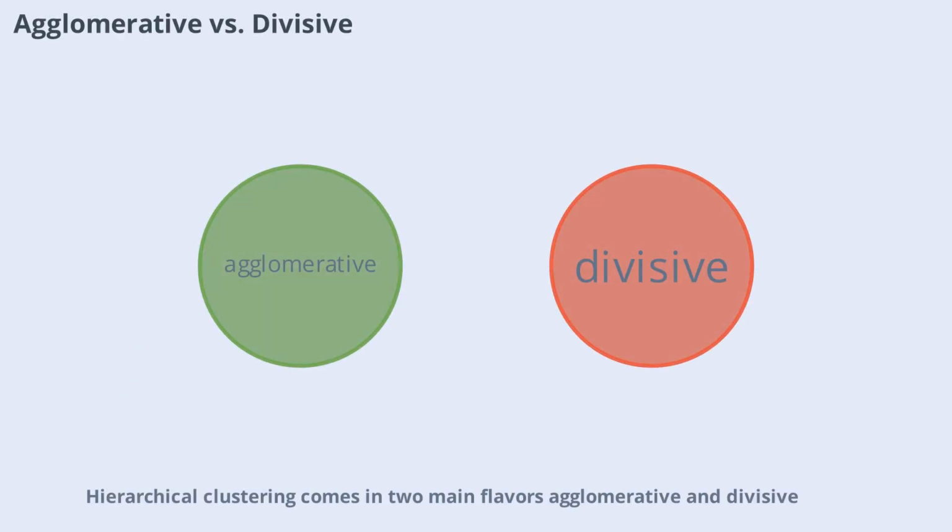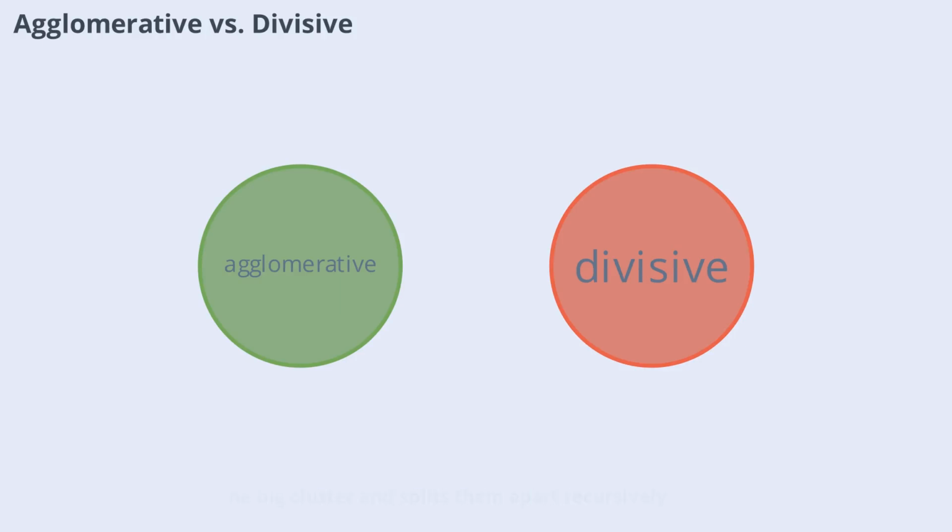Hierarchical clustering comes in two main flavors, agglomerative and divisive. Agglomerative clustering is the most common approach. It starts with each data point as its own cluster and then merges the closest pair step by step until all points are in a single cluster. Divisive clustering, on the other hand, works in reverse. It begins with all data points in one big cluster and splits them apart recursively. Both methods build a hierarchy, but they approach the problem from opposite directions. Understanding these two strategies helps you choose the right method for your data and analysis goals.